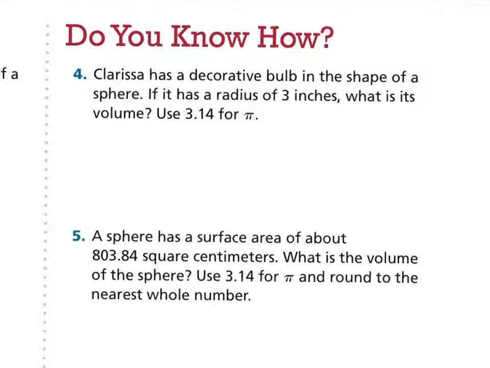Clarissa has a decorative bulb in the shape of a sphere, has a radius of 3 inches. What is its volume? Use 3.14 for pi. So we can just start off with our formula here.